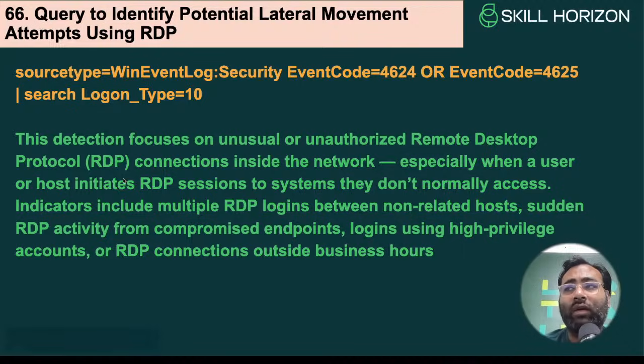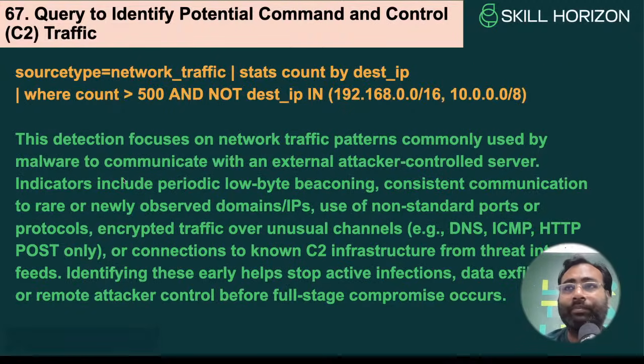When a user or host initiates RDP sessions they don't normally access, the indicators include multiple RDP logins between non-related hosts, sudden RDP activity on compromised endpoints, logins using high privilege accounts, or RDP connections outside business hours. All of these indications might lead to a potential lateral movement attack.